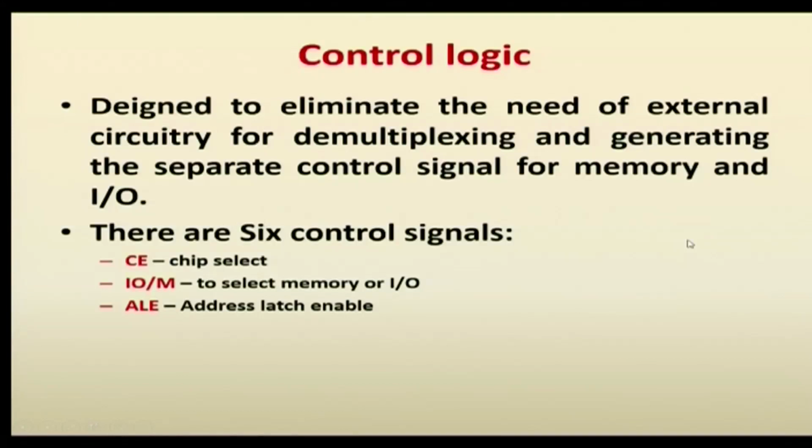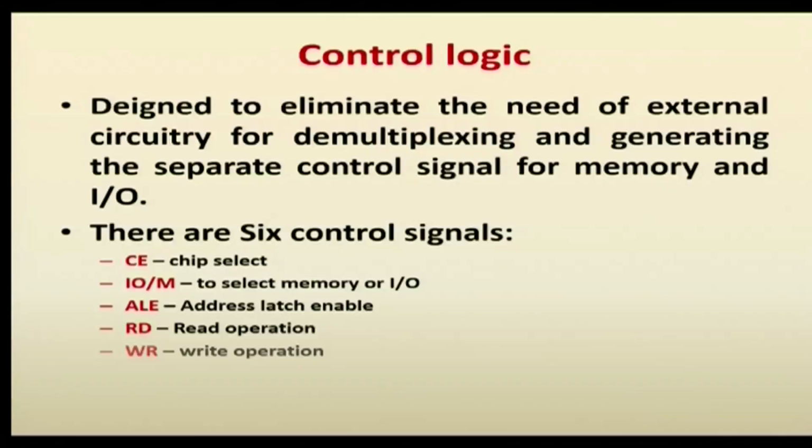The another one is ALE, which is address latch enable. When the signal is high, it passes only the address lines. When the signal is low, AD0 to AD7 act as data lines. The another one is the RD bar signal, which is for the read operation, and is an active low signal. When the signal is enabled, the processor reads the data from the input devices. The another one is the write bar signal, which is used to write the data into the output device. This is an active low signal.